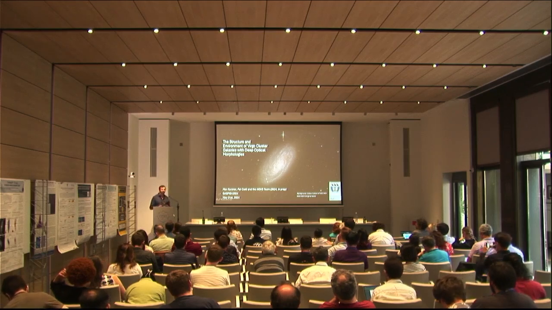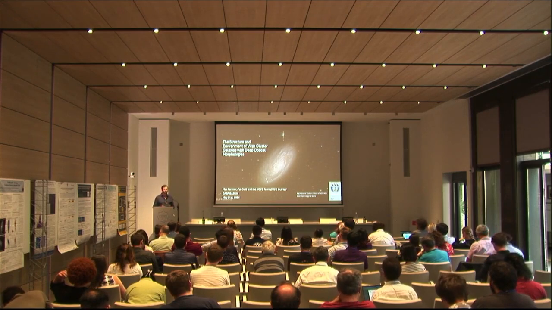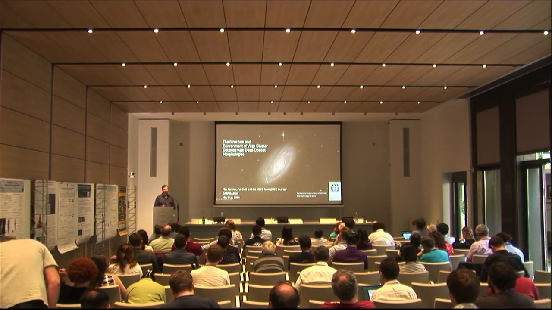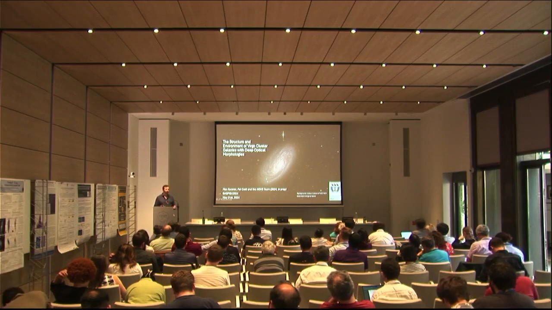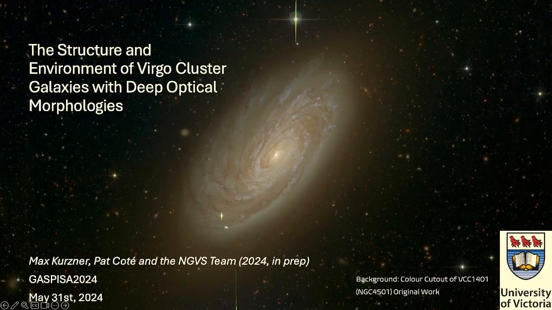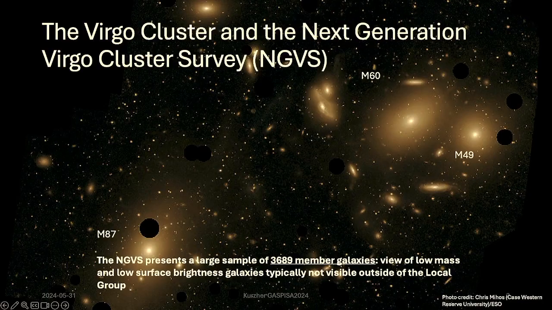And I'm going to tell you about some upcoming work on optical morphologies from the Virgo cluster, which will be able to really constrain morphologies like we've never seen before for work at high and low redshift, especially in the era of upcoming surveys. So before I begin, I just want to do a quick introduction on the Next Generation Virgo Cluster Survey. The NGVS was a very deep MegaCam program on the Canada-France-Hawaii Telescope.